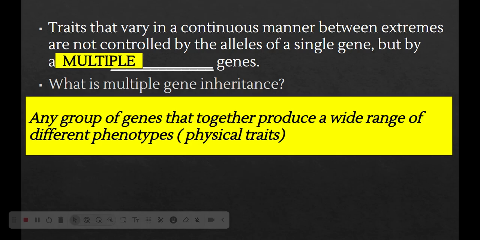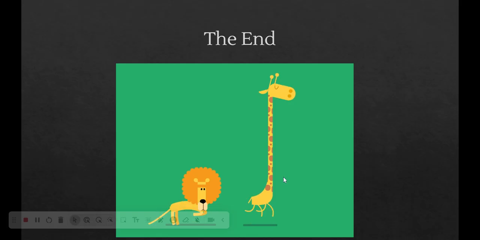And what is multiple gene inheritance? It's any group of genes that together produce a wide range of different phenotypes or physical traits. All right, so that's that.